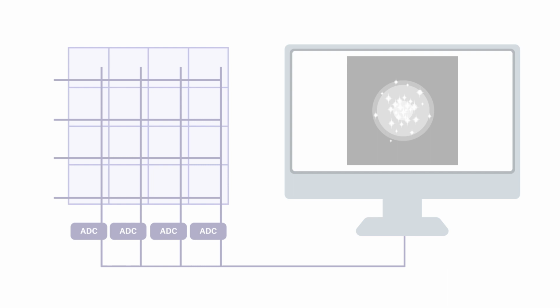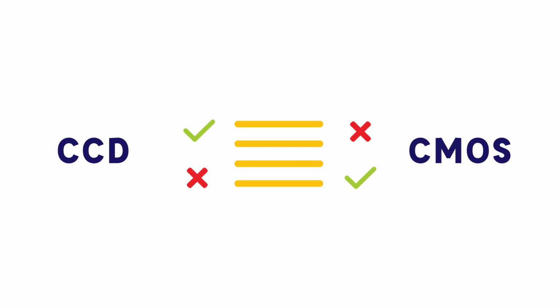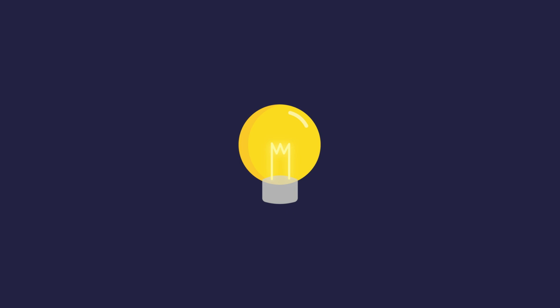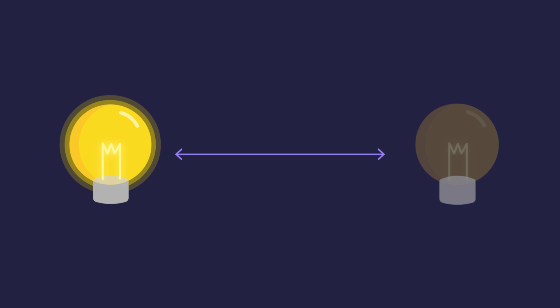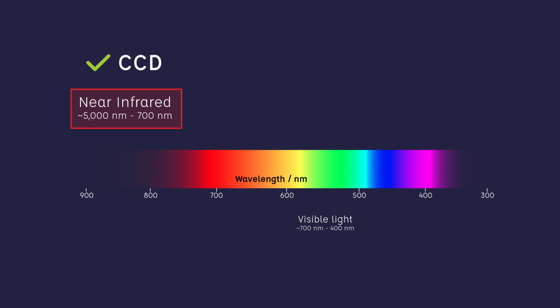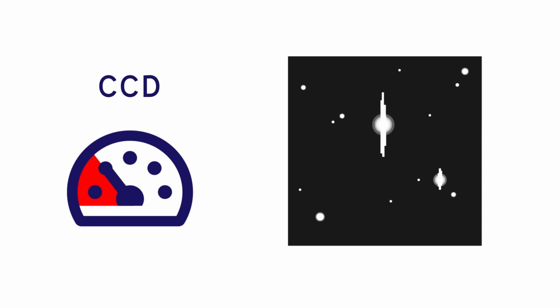CCD and CMOS devices each have some advantages and some disadvantages when you compare them. Although both CCD and CMOS generally have a similar light sensitivity, both are able to capture light from very faint stars. CCDs are better at taking pictures of faint things using near-infrared range of light. However, CCDs have a slower readout speed and can suffer from saturation and blooming effects.